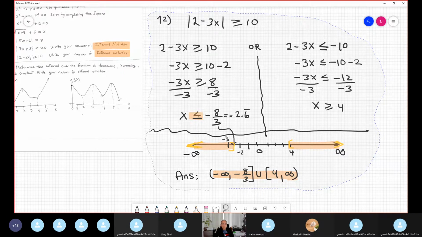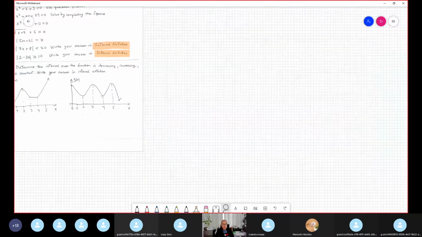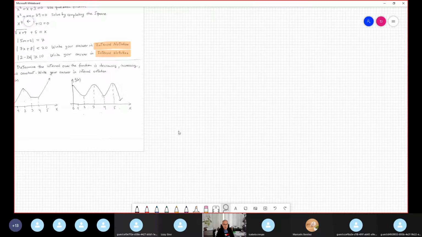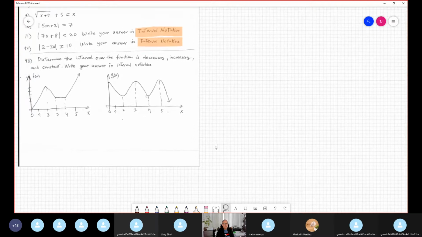Okay, so a question in this test is also graphical. This is easy, super easy. However, it's a little bit confusing. Determine the intervals over which the function is decreasing, increasing, or constant. Write your answer in interval notation. One more time, interval notation. Important: the value that you express in interval notation is always the x value, so the value of the domain, never the y. Be careful.